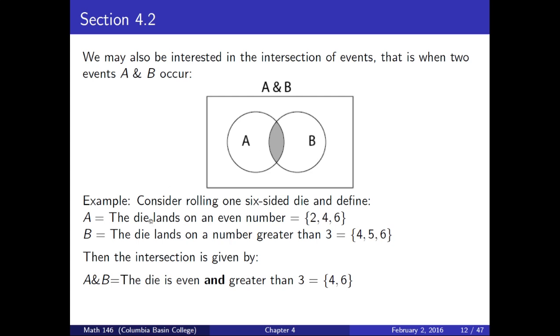So go back to rolling that six-sided die. If A is the event that the die lands on an even number, so a 2, a 4, or a 6, and maybe we define B as the event that the die lands on a number greater than 3, that means 4, 5, and 6 would all work. Then the intersection, A and B, will be the outcomes where the die is even and greater than 3, where these two sets overlap. That's going to happen when you roll either a 4 or a 6, because a 4 and a 6 occur in both A and B.